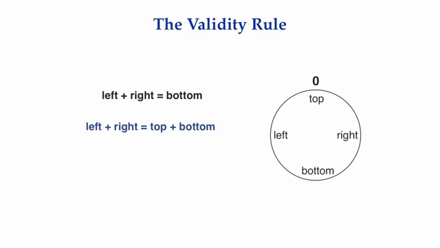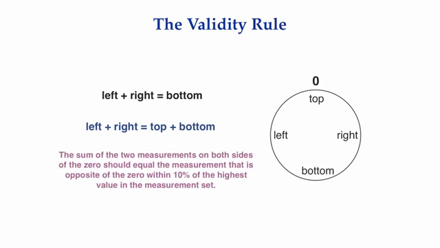And yet another way of saying this is that when you add the two readings that straddle the zero together, they should be equal to the reading that is opposite of the zero. The validity rule should work to plus or minus 10% of the largest number in the reading set. Let's take a minute and run through a few examples.